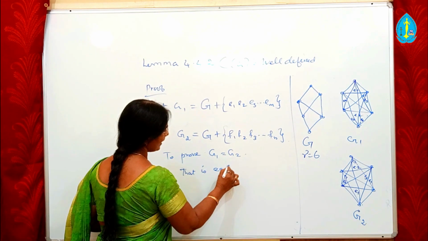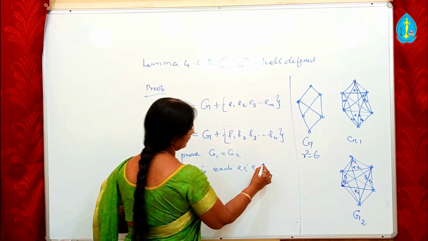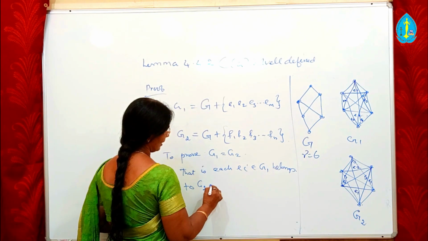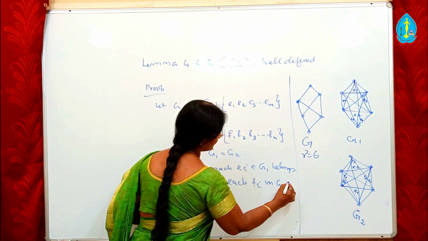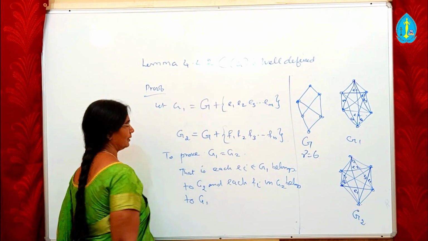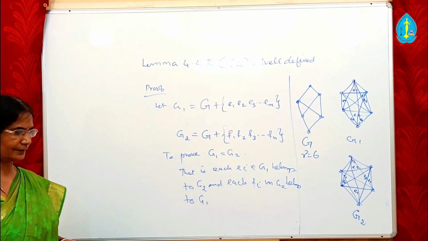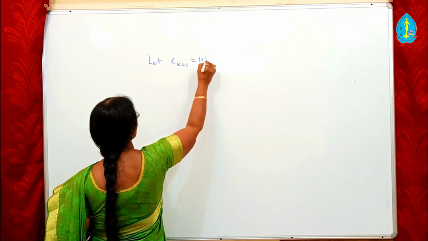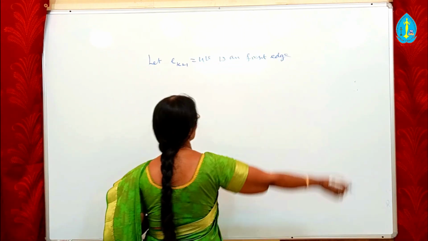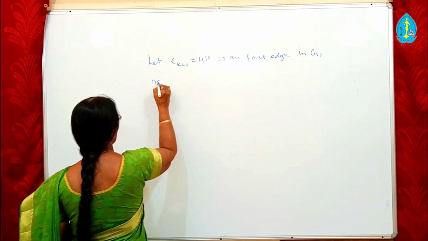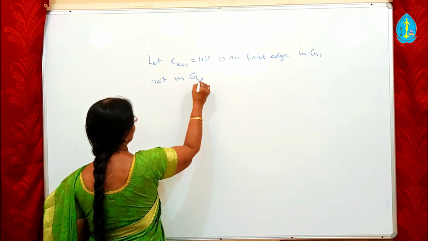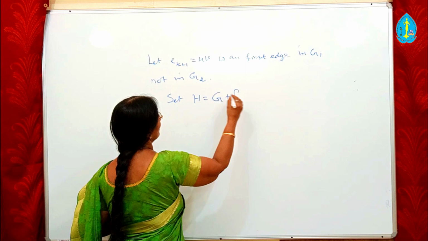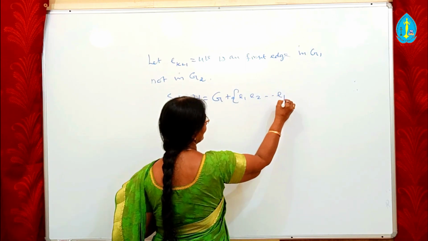that is, each Ei in G1 belongs to G2 and each Fi in G2 belongs to G1. Then C of G is well defined. So without loss of generality we may assume E(k+1) equal to UV is the first edge in G1 not in G2. Set H equal to G plus E1, E2, up to Ek.